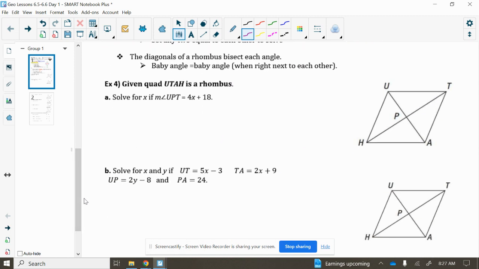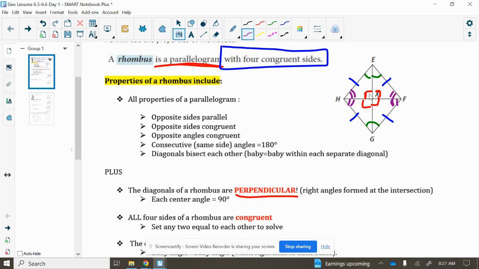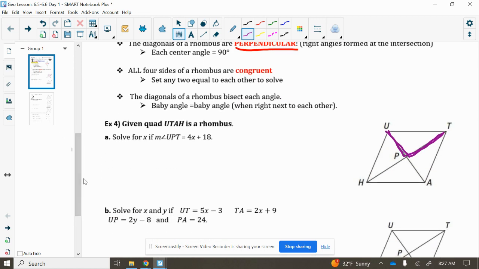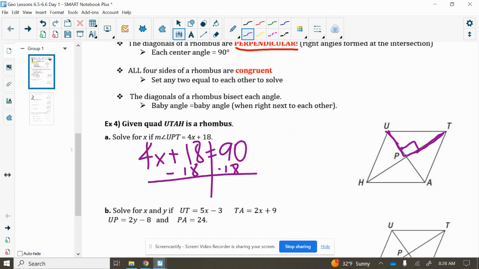So in our first example, we are asked to solve for x given the measure of UPT. Well, UPT is one of those angles inside here that we know are creating 90-degree angles because our diagonals are perpendicular. So this angle inside here, let me draw this a little nicer, is going to end up being a right angle. So we know that angle UPT, 4x plus 18, has to equal 90 degrees. So we can subtract the 18 from both sides, and then when we divide 72 by 4, x is 18.